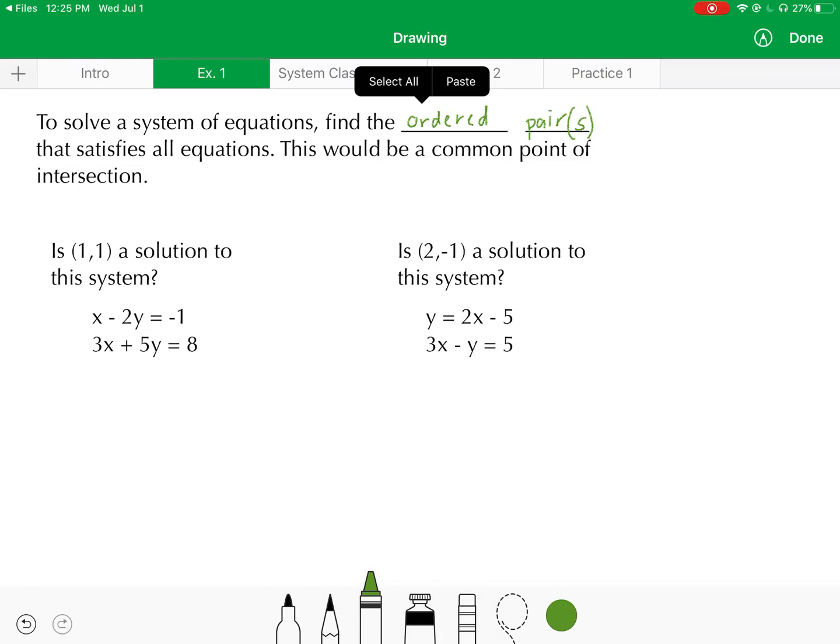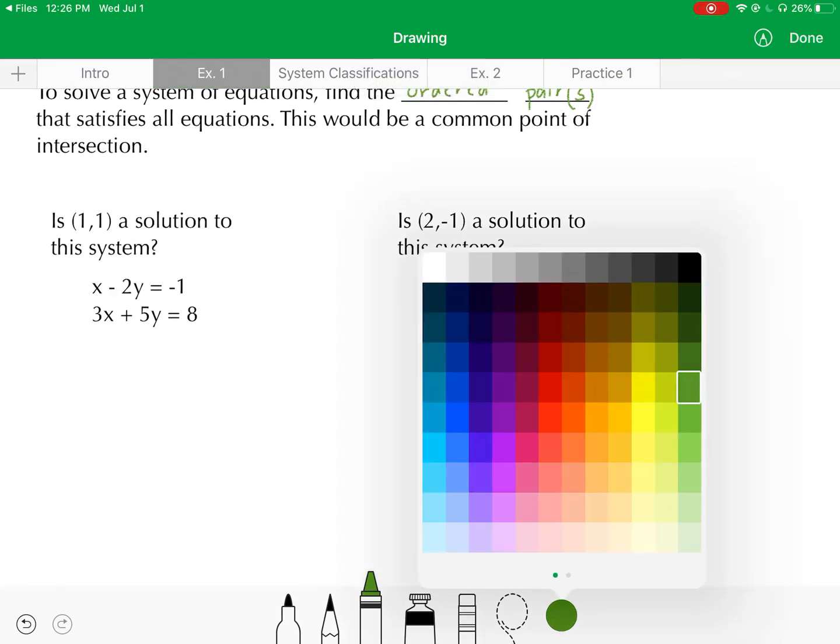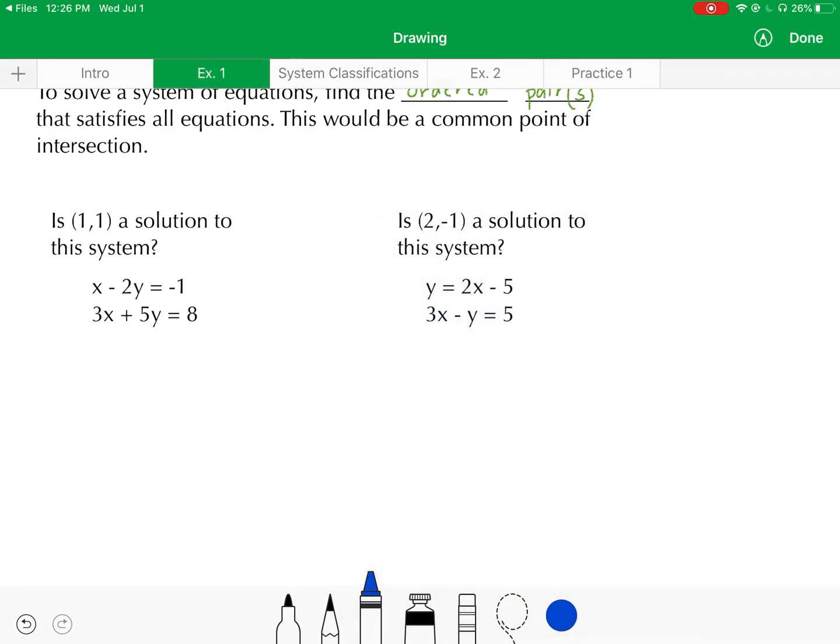Here I have a couple different systems, and we're just being asked if a particular point is in fact a solution to that system. When we say, is (1, 1) a solution to that system, we mean if we plug 1 in for x and 1 in for y into each of these equations, do we get true statements?